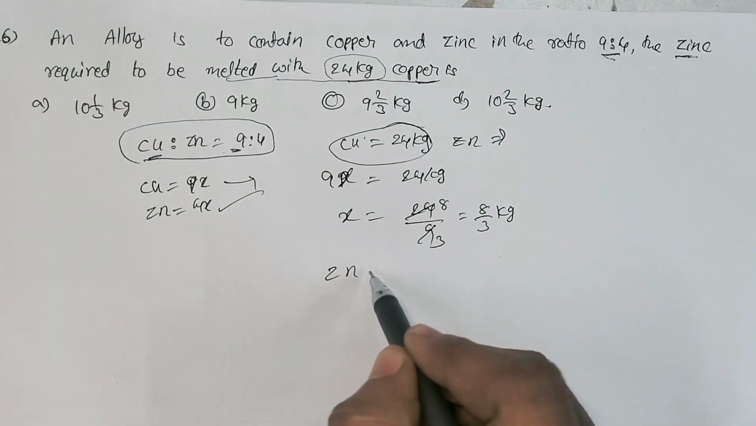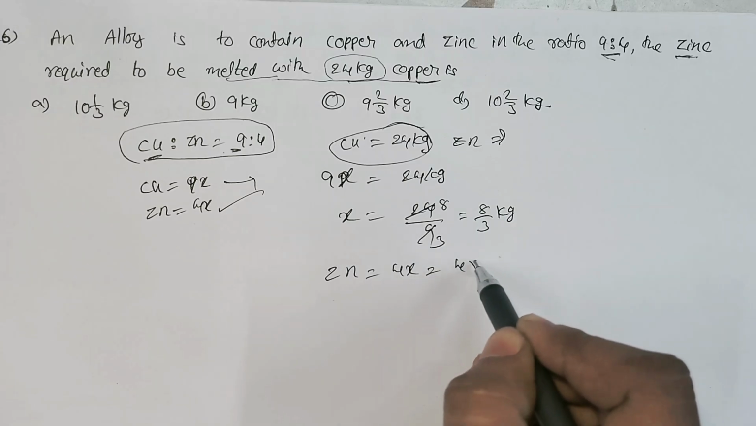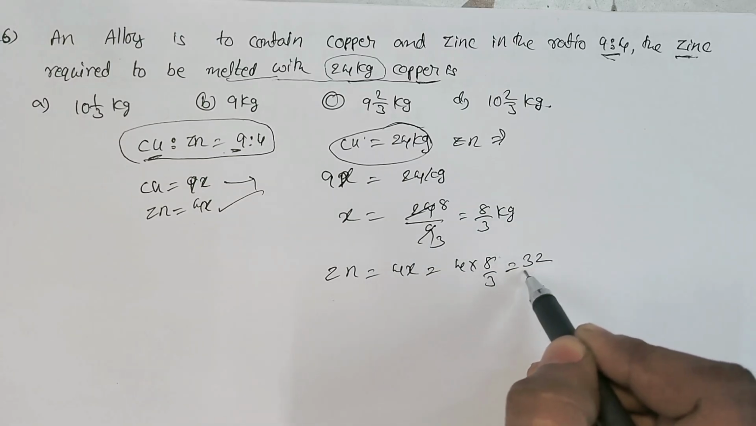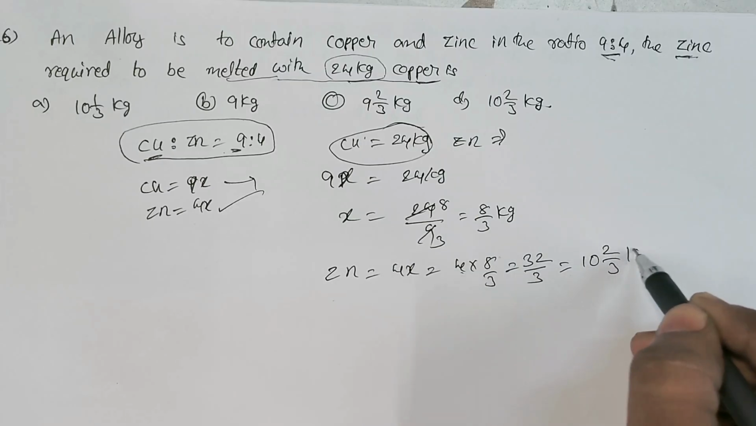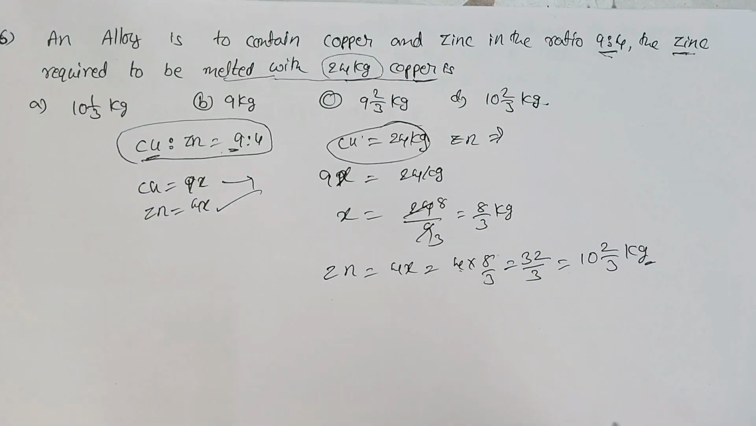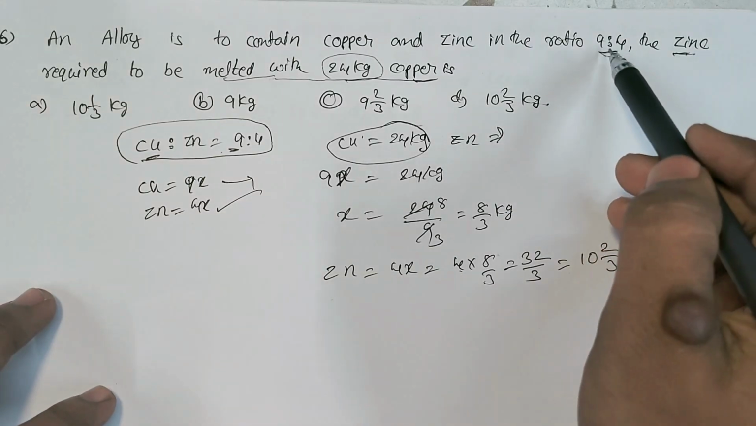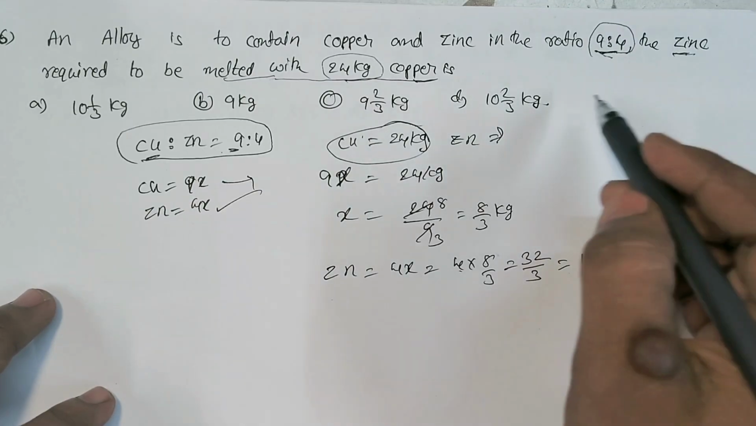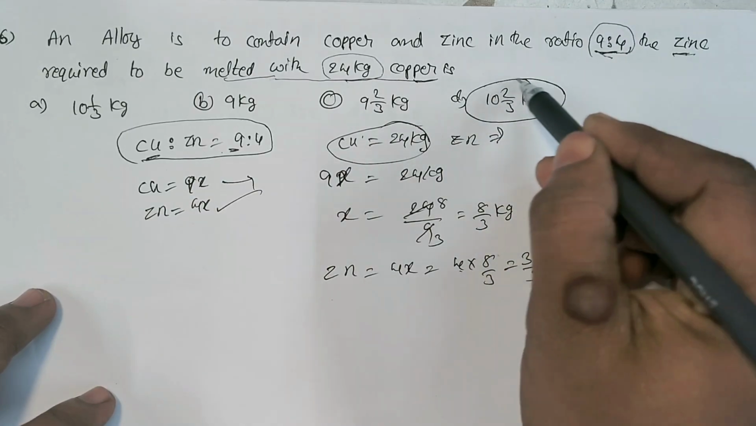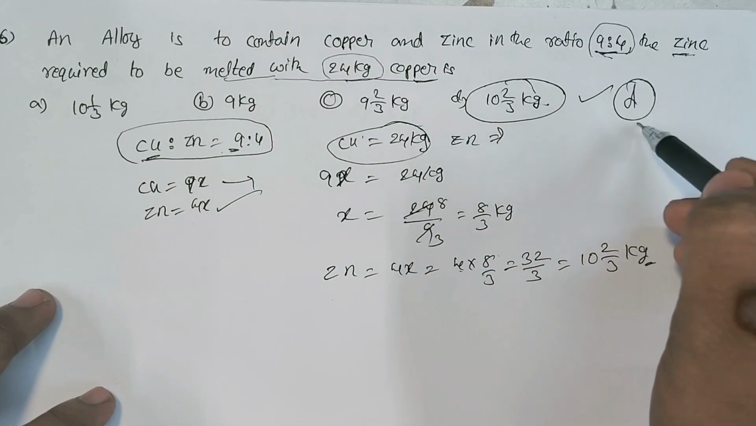So zinc quantity means what? 4x. 4x means 4 into 8 by 3, that is 32 by 3. 4 8s are 32 by 3. This can be written as 10 whole 2 by 3 kgs. So how much zinc should be used in this case? If you use 24 kgs of copper, to maintain the ratio of copper to zinc as 9:4, then we need to use 10 whole 2 by 3 kgs of zinc. So option D is the correct one in this case.